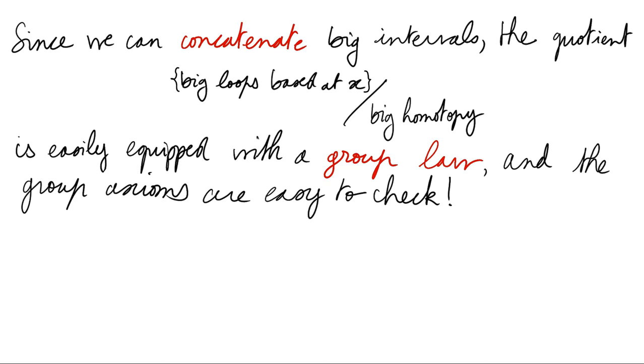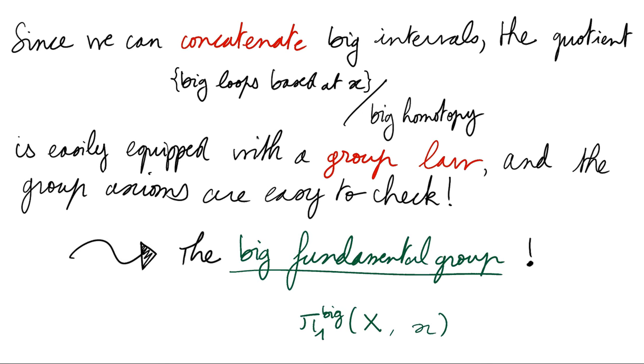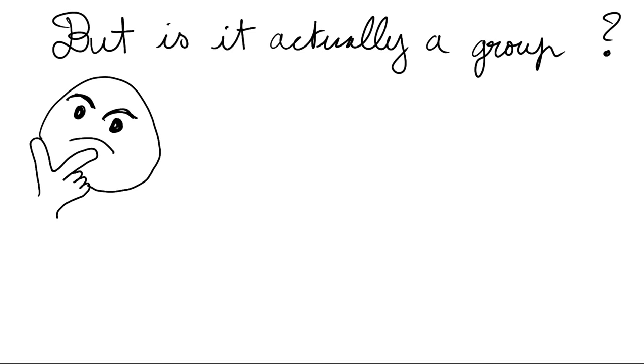Since there's a notion of concatenation of big intervals, we can assemble two big homotopy classes of big loops based at the same point x. The group axioms are easily checked. This leads to the definition of the main star of this video, the big fundamental group of x. As soon as the space is big path connected, that group is independent of the choice of base point, up to isomorphism. But wait, is it actually a group?